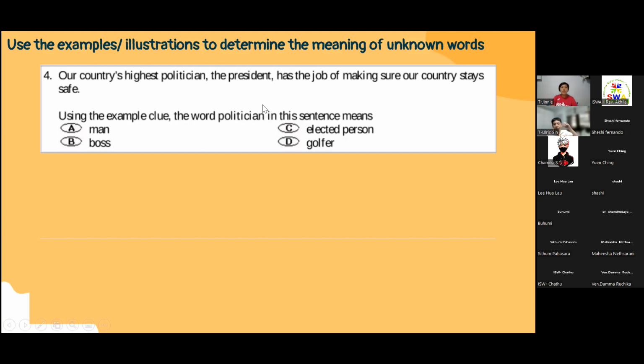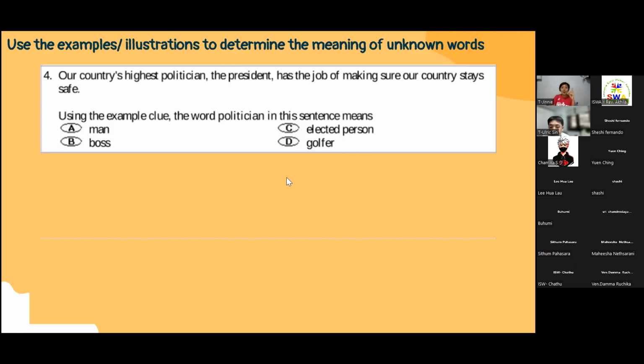I want to understand the meaning of politician. Like I said, this text has so many difficult words. It sounds very difficult. Our country's highest politician, and these commas tell you the example is this, the president. The president is the example of the highest politician. This president has the job of making sure that our country stays safe. Boss, yes, and elected person.